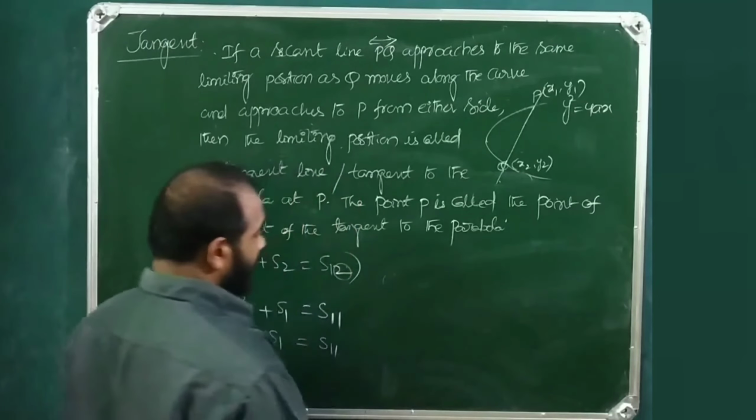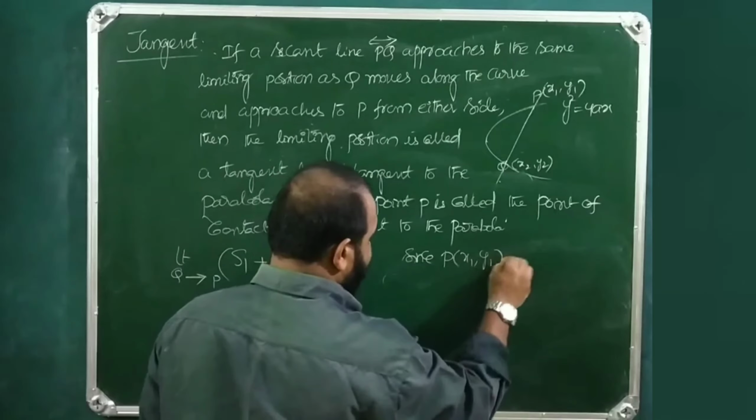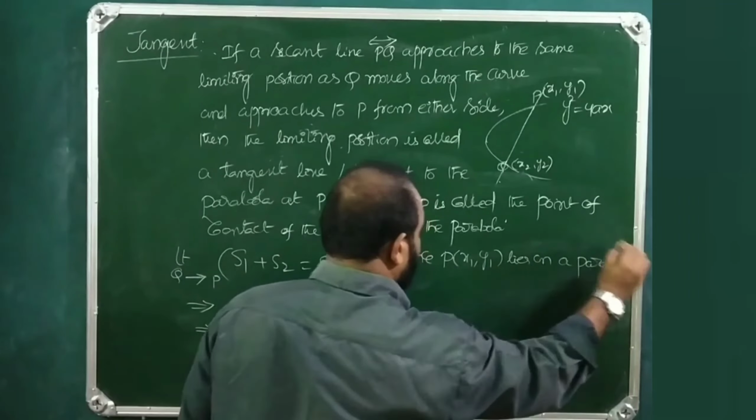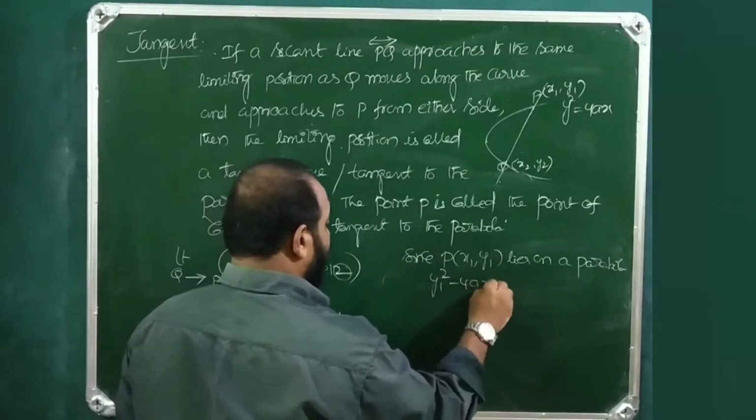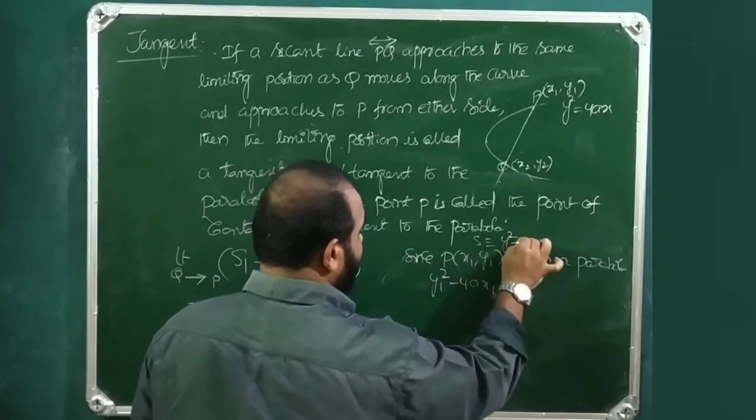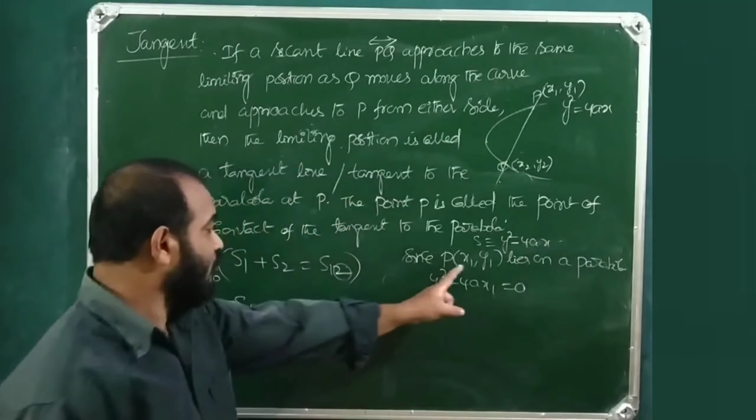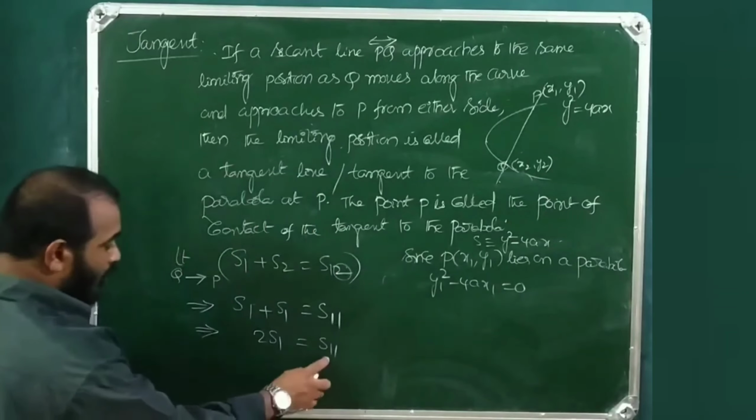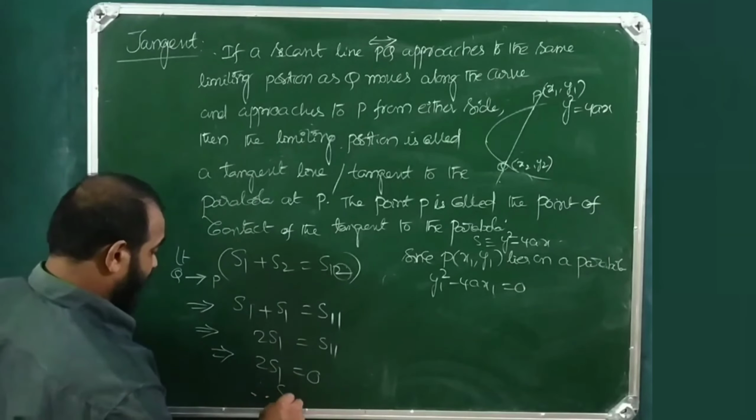Now since P(x1, y1) lies on the parabola, that means y1 square minus 4ax1 is equal to 0, because the parabola S is y square minus 4ax equals 0. So since the point (x1, y1) lies on the parabola, y1 square minus 4ax1 equals 0. So this would be how much? 2S1 equals 0. Therefore, S1 equals 0.